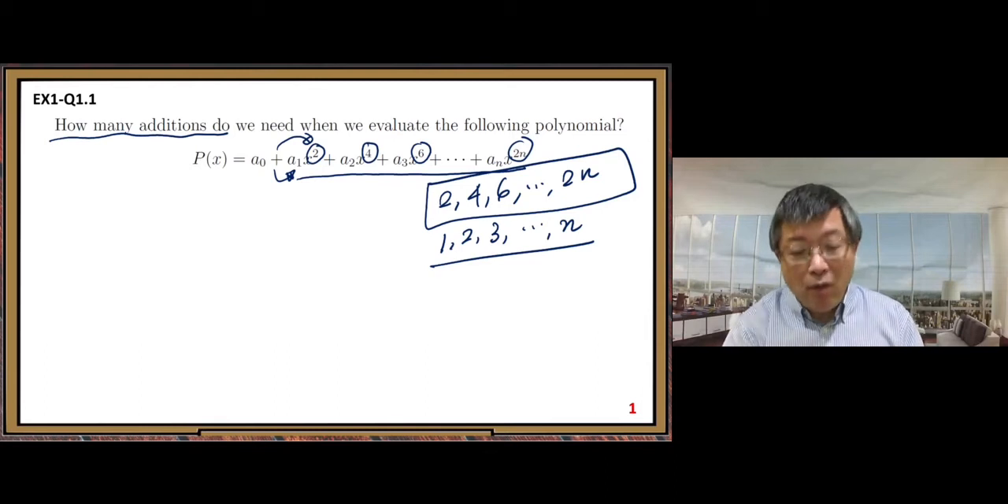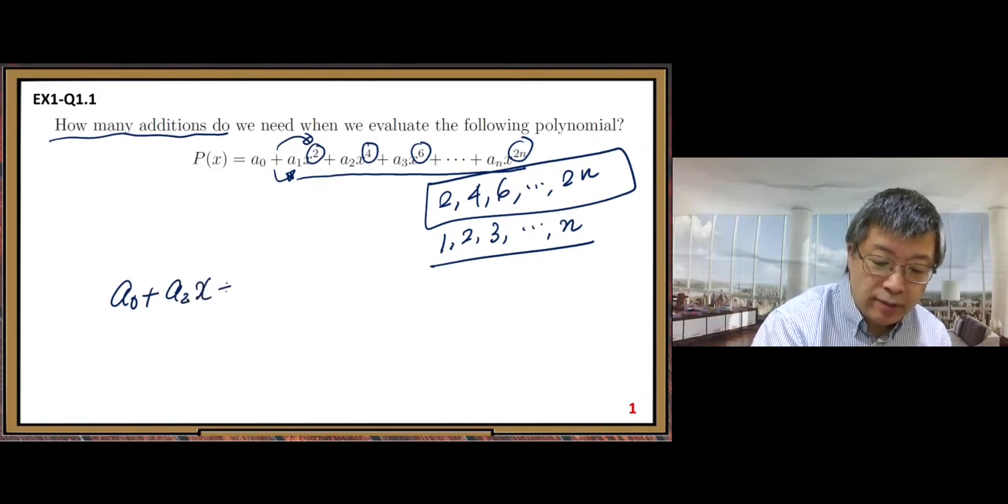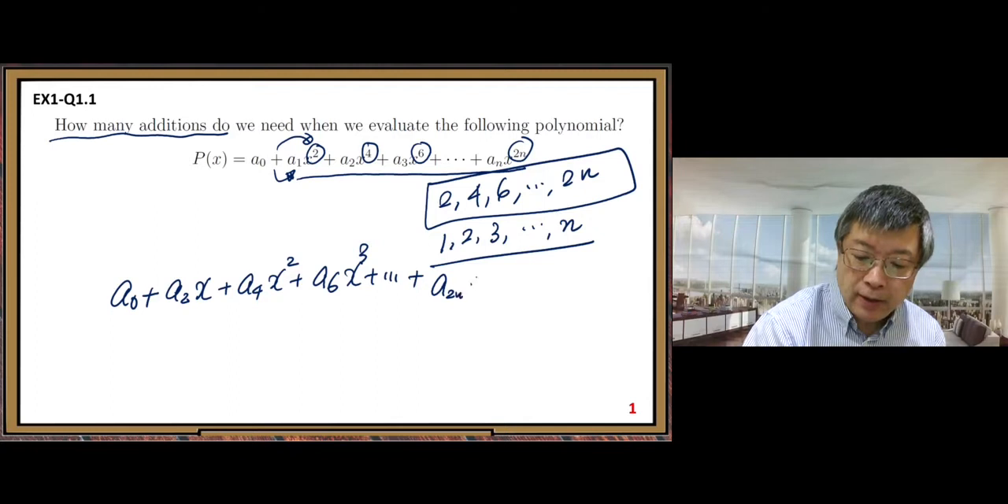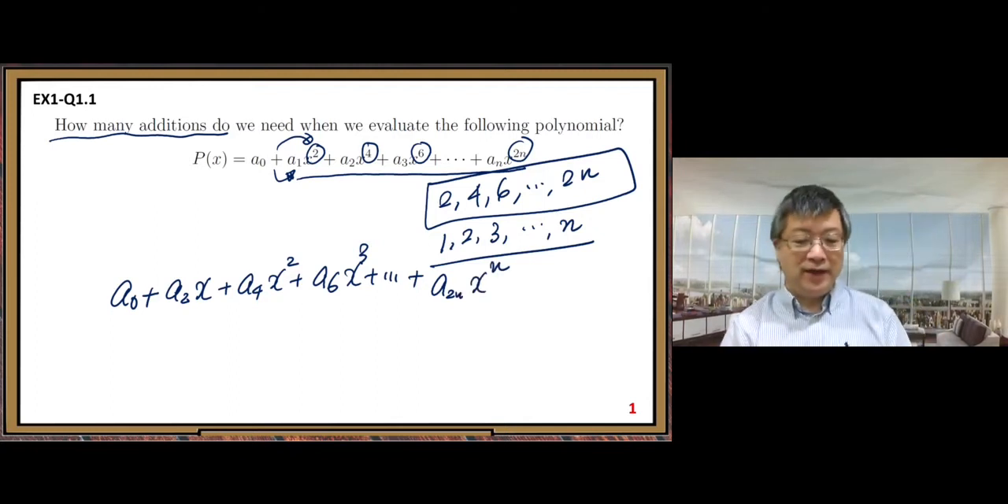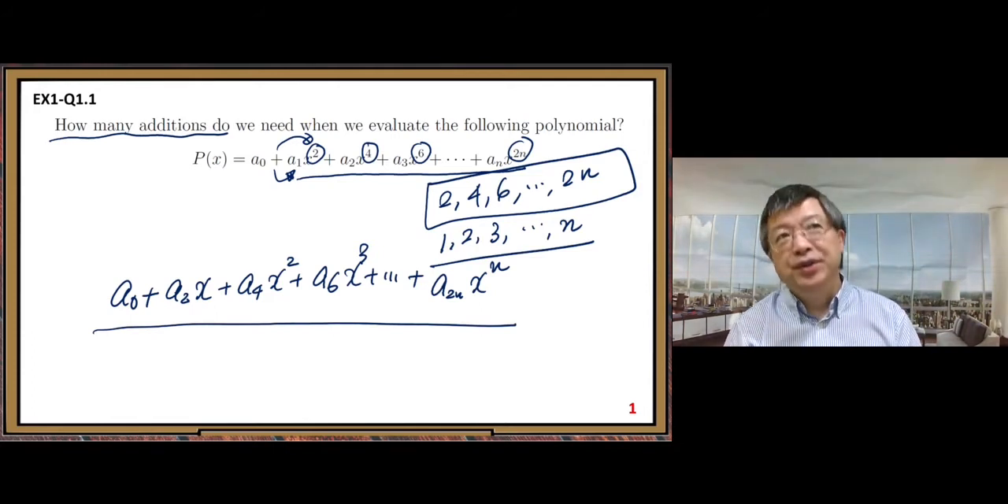But here, if I modify this question slightly, can you get it? So let me write another similar question like a2 x plus a4 x squared plus a6 x cubed plus a2n x to the nth. How about that? If I give you this polynomial, how do you do the association?